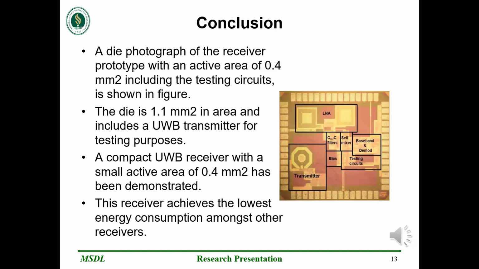Conclusion: a die photograph of the receiver prototype with an active area of 0.4 millimeter square, including the testing circuits, is shown in the figure. The die is 1.1 millimeter square in area and includes an ultra-wideband transmitter for testing purposes. A compact ultra-wideband receiver with a small active area of 0.44 millimeter square has been demonstrated. This receiver achieves the lowest energy consumption amongst other receivers, enabling the Internet of Things.